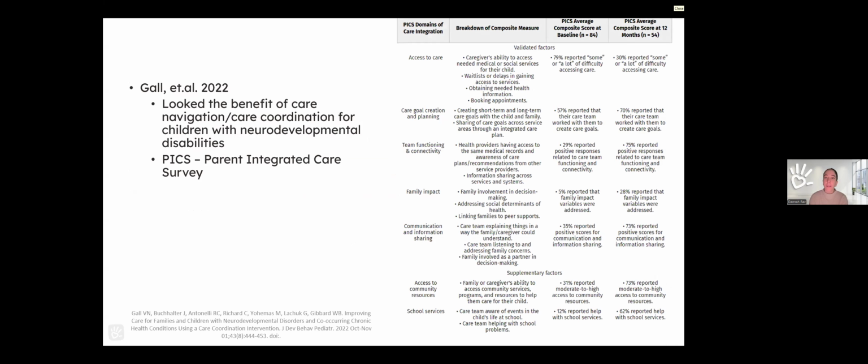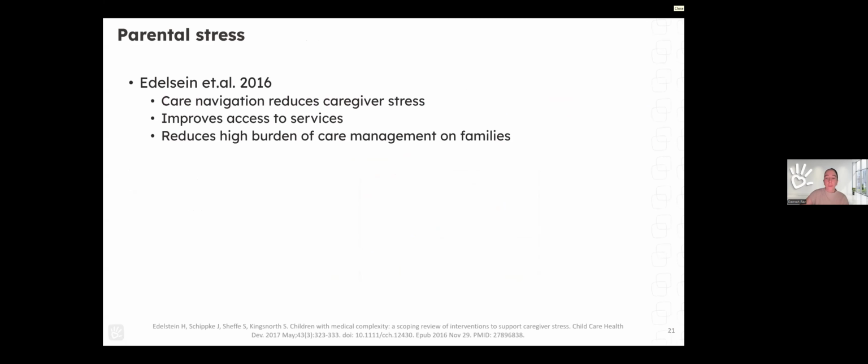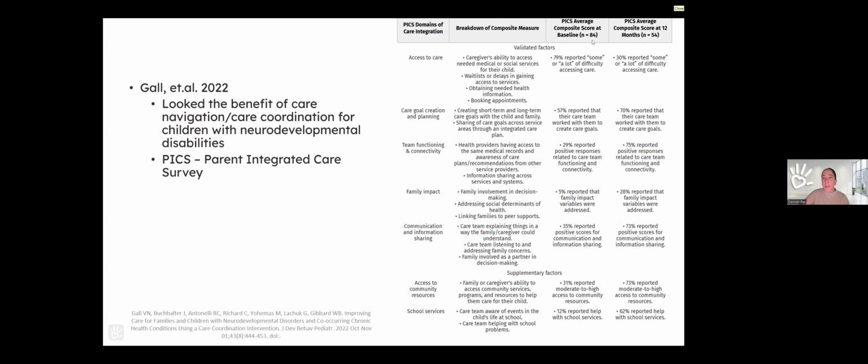So this is a bit of a busy slide that I'll walk you through, but this is a really nice study that was done in 2022 that looked at the benefit of care navigation slash care coordination in children with neurodevelopmental disabilities. So PICS that you'll see on the slide is the Parent Integrated Care Survey. So access to care: these were caregivers' ability to access needed medical or social services, wait lists, ongoing needed health information, or booking appointments.